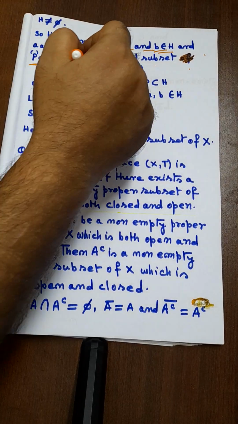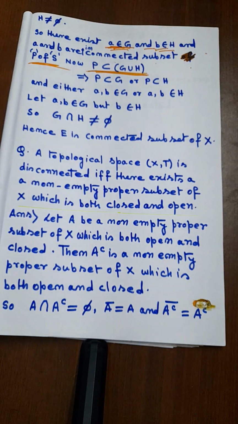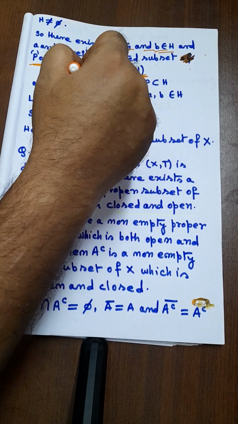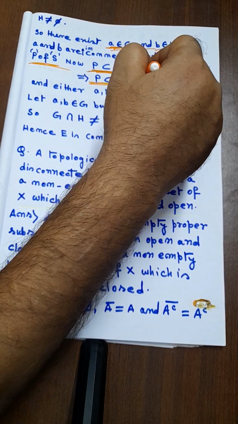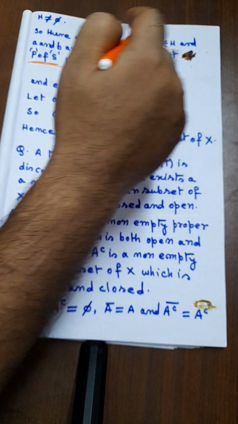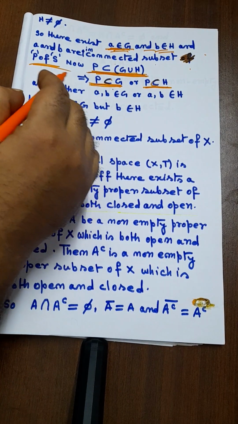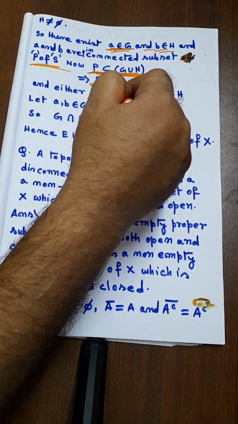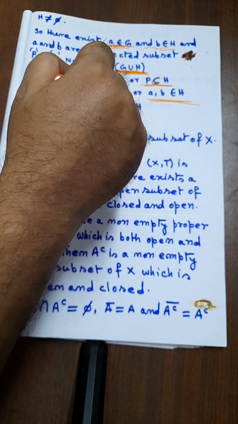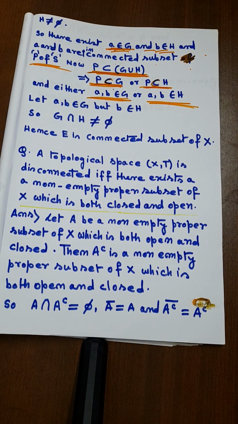Now P is a subset of G union H, which is obvious. And then what does it mean? It means either P is a subset of G or P is a subset of H. And either a, b belong to G or a, b belong to H. Okay, let a, b belong to G.